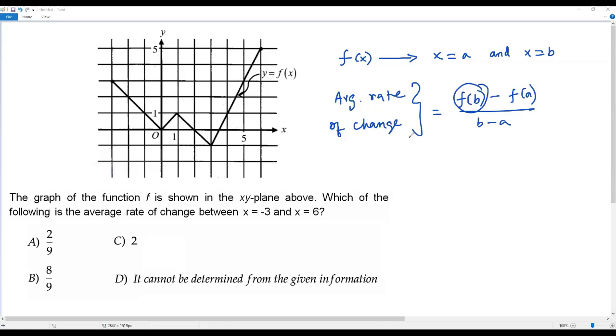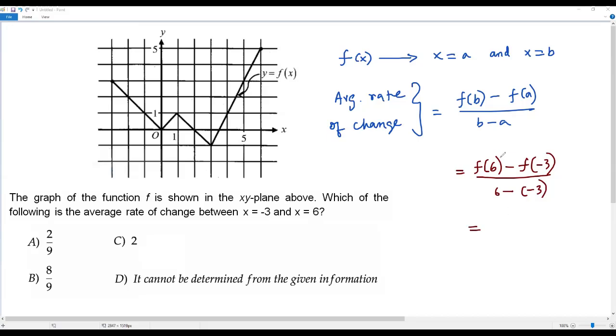Here f of b is the value of y when x equals b, and f of a is the value of y when x equals a. In our problem, instead of x equals a, we have x equals -3, and instead of x equals b, we have x equals 6. So in this formula, I plug in 6 for b, and I get f of 6 minus f of, and for a we have -3, so we plug in -3. We do the same thing in the denominator: for b we plug in 6, minus, and for a we have -3.